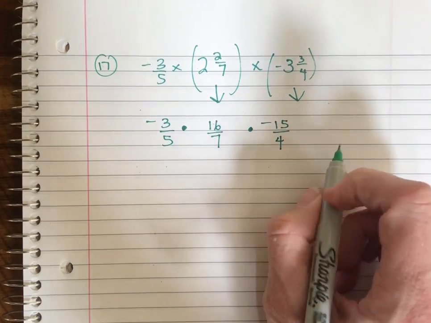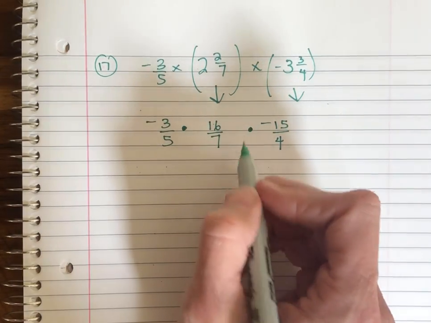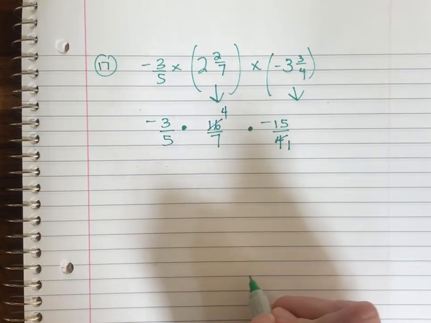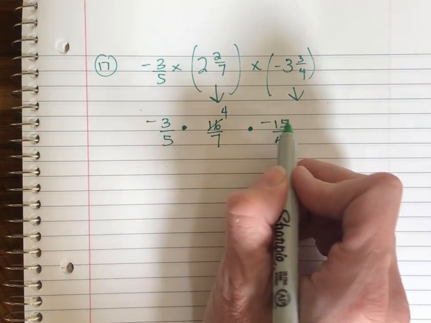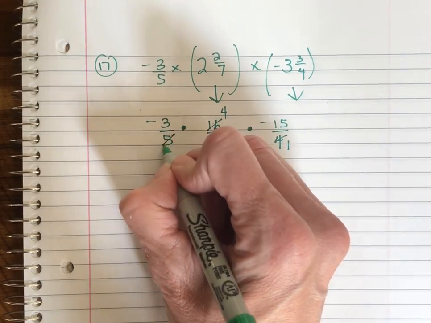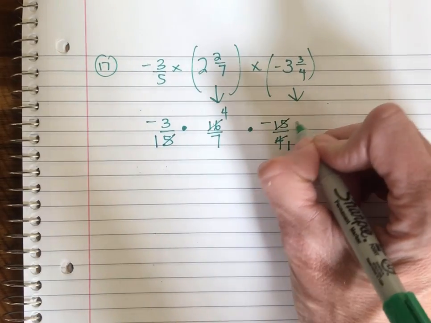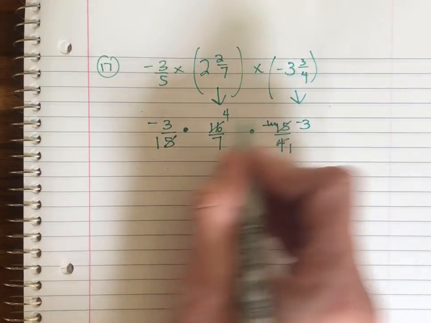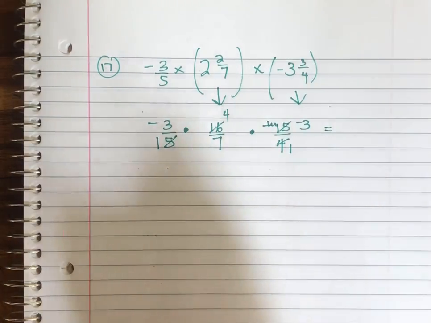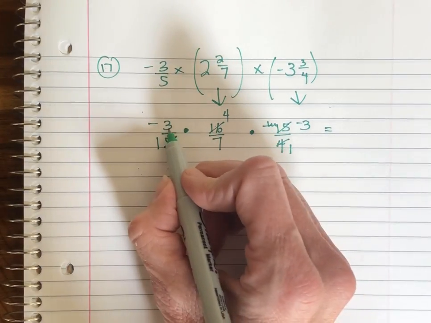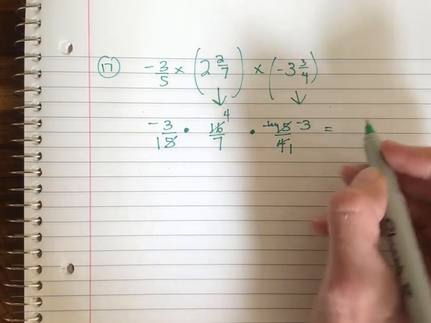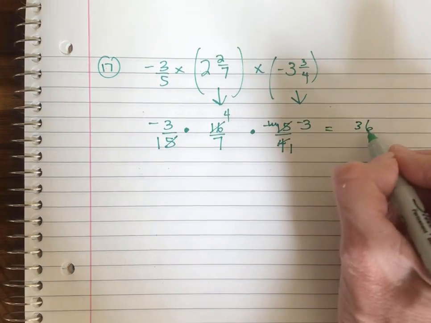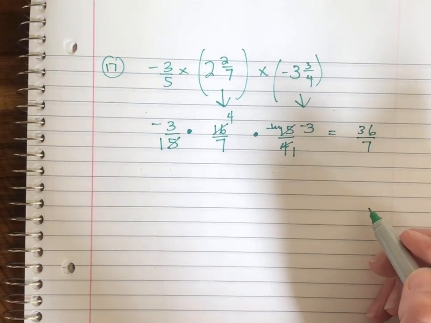Let's check for some reducing. Remember, anything on top can be reduced with anything on the bottom. So 4 goes into 4 once, 4 goes into 16 4 times. Then I'm gonna reduce these two. 5 goes into 5 once, 5 goes into 15 3 times, and I'm just gonna carry over my negative sign. I don't see any more reducing that I can do, so I'm gonna multiply straight across. 3 times 4 is 12, times 3 is 36. My denominator, 1 times 7 times 1 is 7.